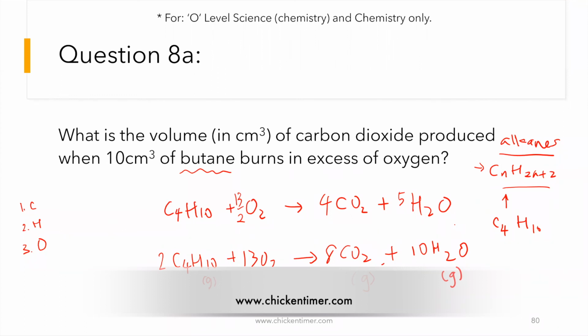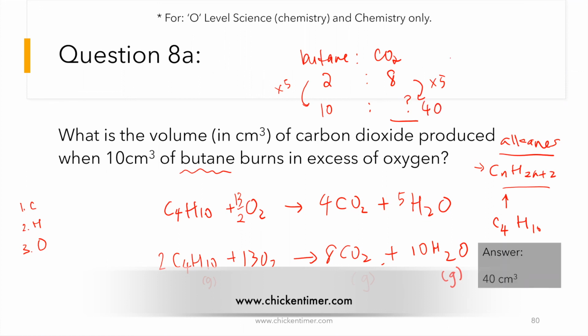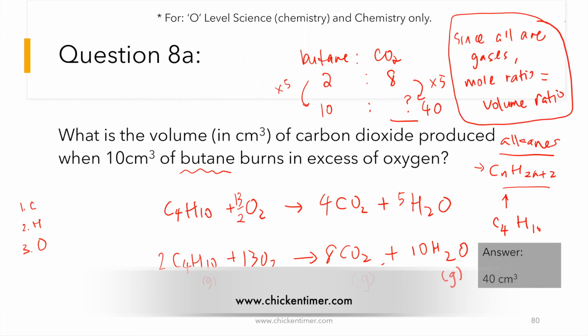Remember that, okay? 10% of carbon dioxide. So we have butane and carbon dioxide. We find the butane to carbon dioxide ratio is 2:8. So that means mole ratio is volume ratio. So it's 10:40, so times 5. Yeah, times 5. So 40 here. Like that. You might want to take note of these.